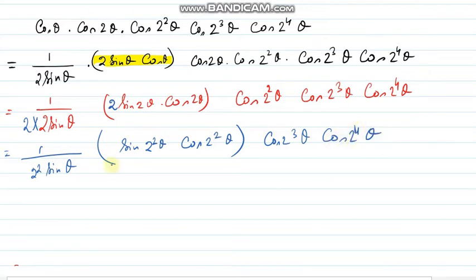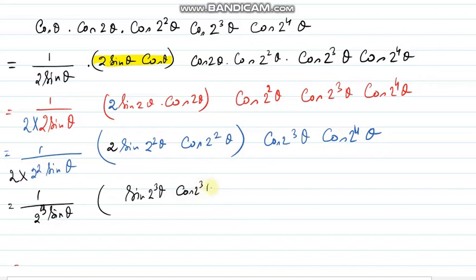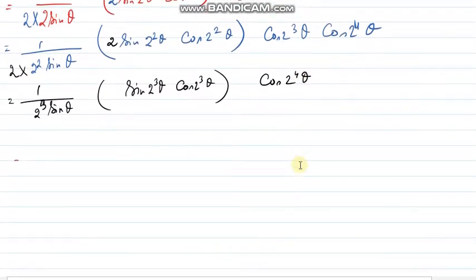So now again I am multiplying by 2 and dividing by 2. So this will become 1 divided by 2 to the power 3 sin theta. 2 sin 4 theta cos 4 theta will become sin 8 theta, sin 2 cube theta, into cos 2 cube theta into cos 2 to the power 4 theta. Is it fine?